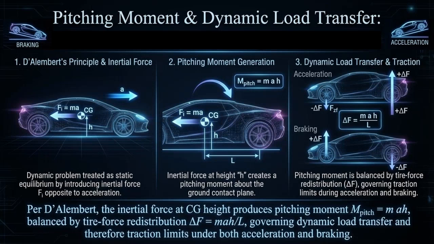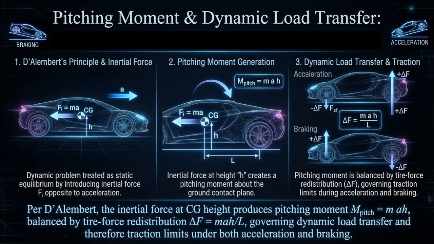D'Alembert's principle allows a dynamic problem to be treated as a static one. An accelerating body can be analyzed by adding an inertial force, given by Fi equals ma, applied at the center of mass and acting opposite to the acceleration. This single fictitious force converts a motion problem into a static equilibrium problem. A pitching moment is the torque that rotates the vehicle about its left-right axis. This moment exists because the inertial force acts at a height h above the ground, while tire forces act at ground level, creating a vertical moment arm.